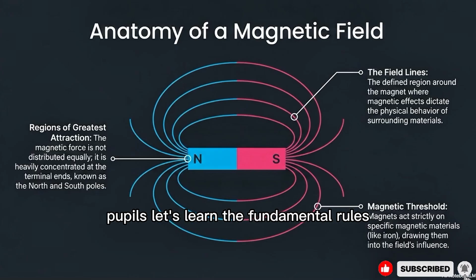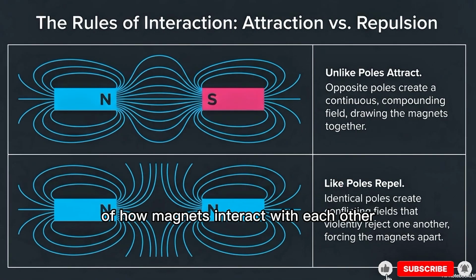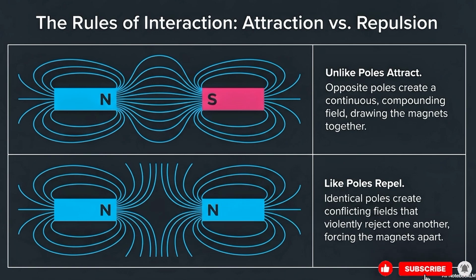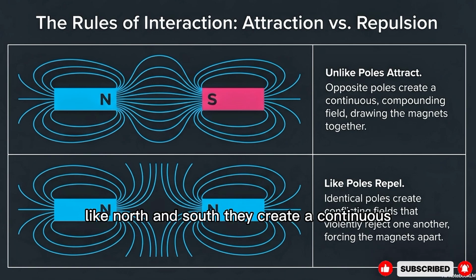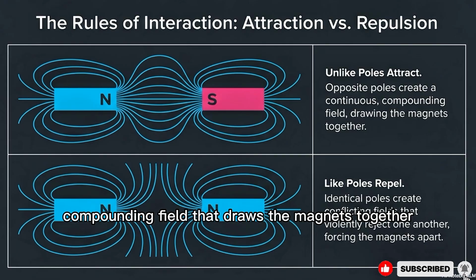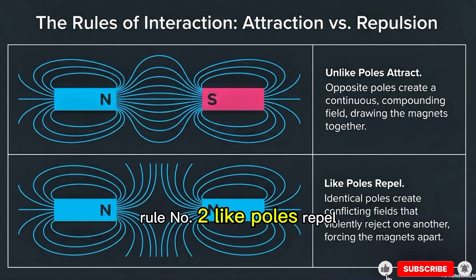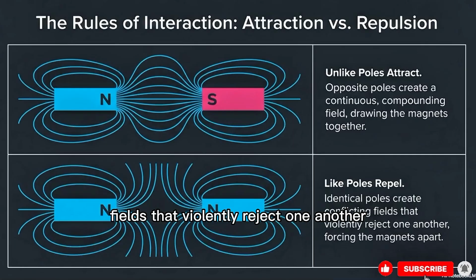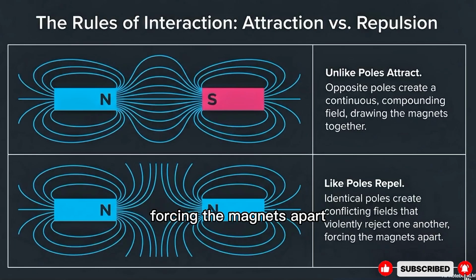Pupils, let's learn the fundamental rules of how magnets interact with each other. Rule number 1. Unlike poles attract. When you put opposite poles together, like north and south, they create a continuous compounding field that draws the magnets together. Rule number 2. Like poles repel. When you put identical poles together, they create conflicting fields that violently reject one another, forcing the magnets apart.